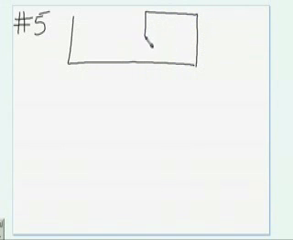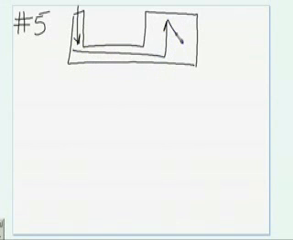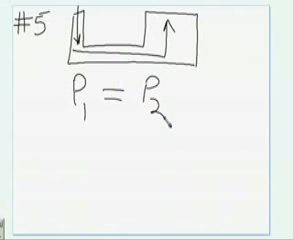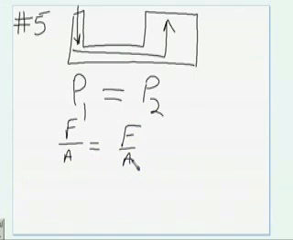Question number 5. Okay, we have 2 pistons. Piston A is on the left. Piston B is on the right. I'll push down on piston A, it causes B to rise. So therefore it's a ratio. P1 equals P2. So force over area equals force over area.